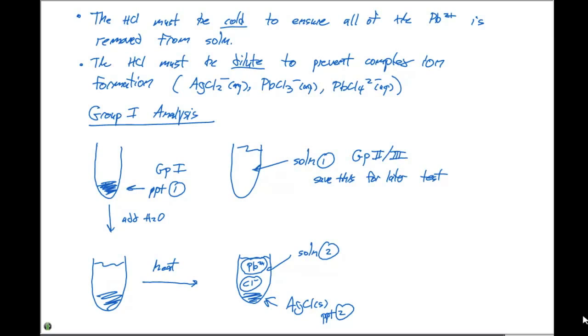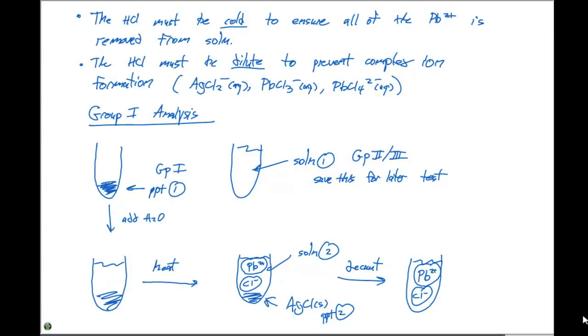We're also going to separate each of these. So we're going to decant the solution, which will effectively separate the lead and the silver. So in our test tube right now, we have lead 2 plus ions and Cl minus ions. At this point, the only cation we want in solution is lead 2 plus. And this is an effective way to separate all these out.